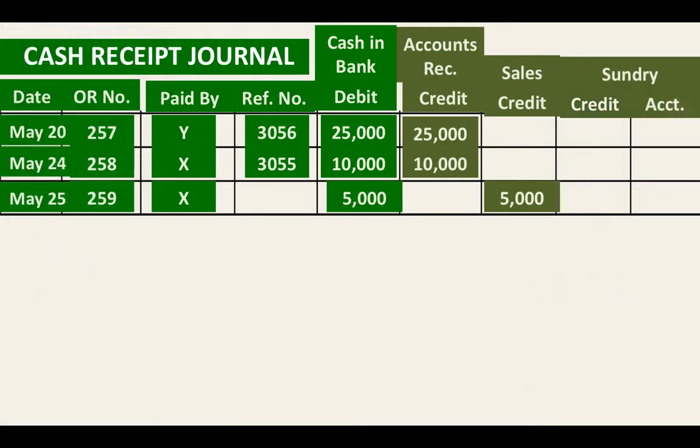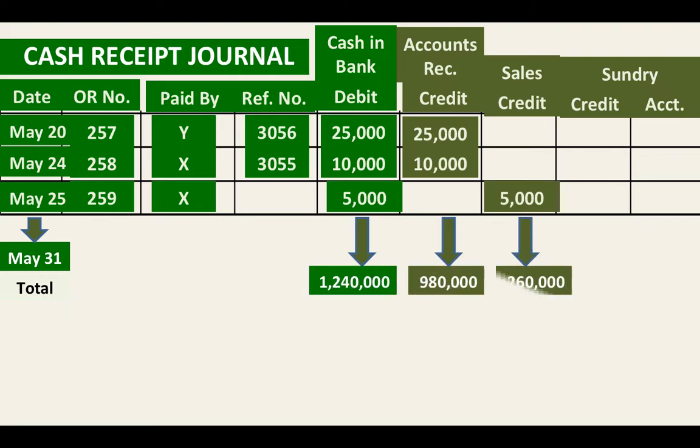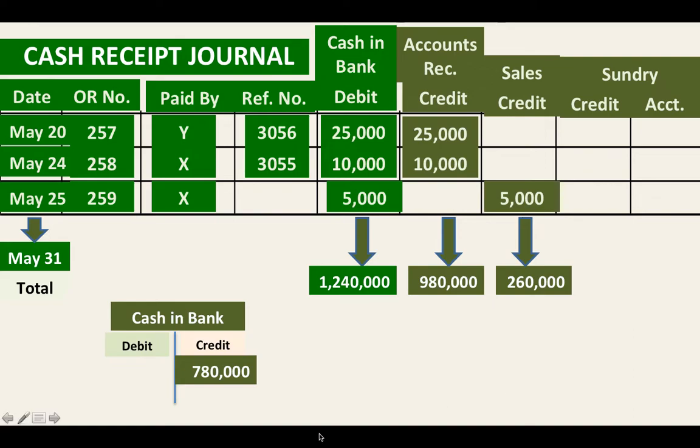And on cash receipt journal, ganun din. At the end of the month, we will get the total of each column, and that will be the amount that we are going to post. So I'll get their respective T account. Okay? We already have entries sa ating cash in bank na 780,000. So we can now post that 1,240,000. And then the 780,000 was from our disbursement journal.